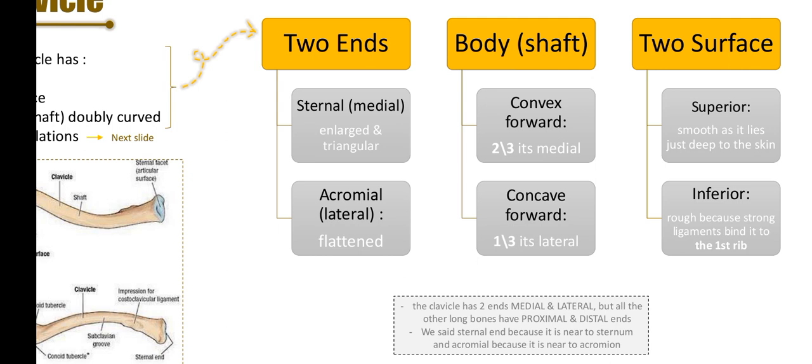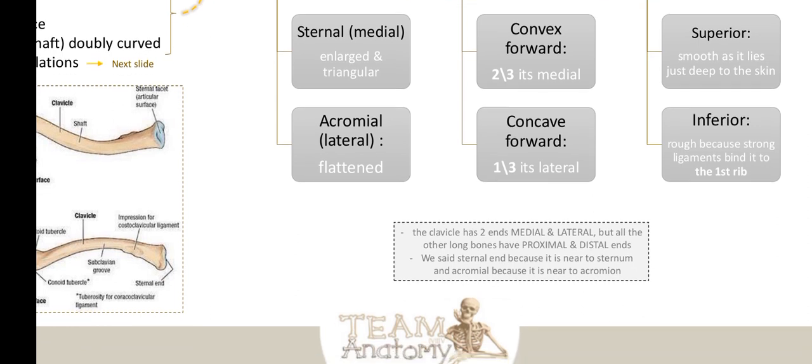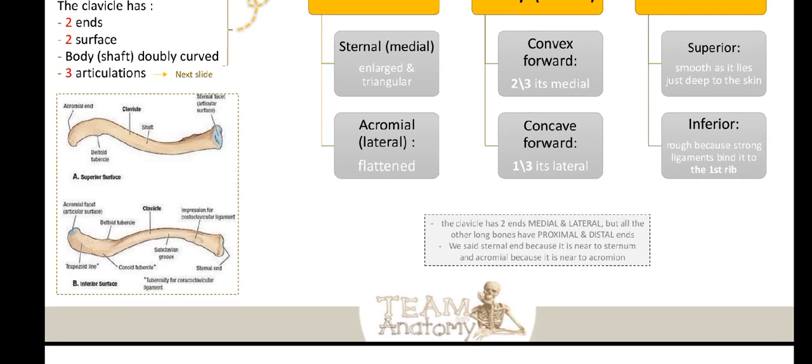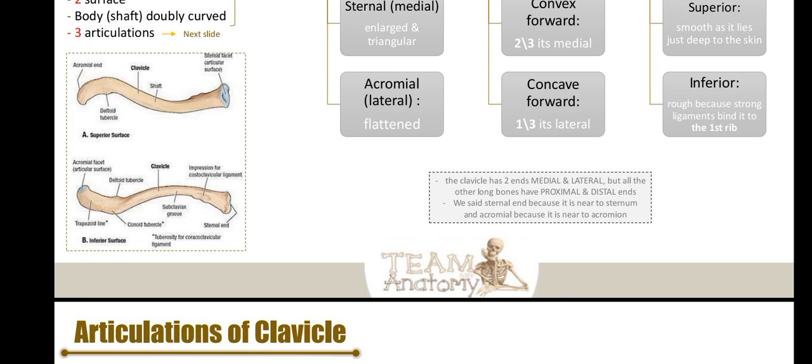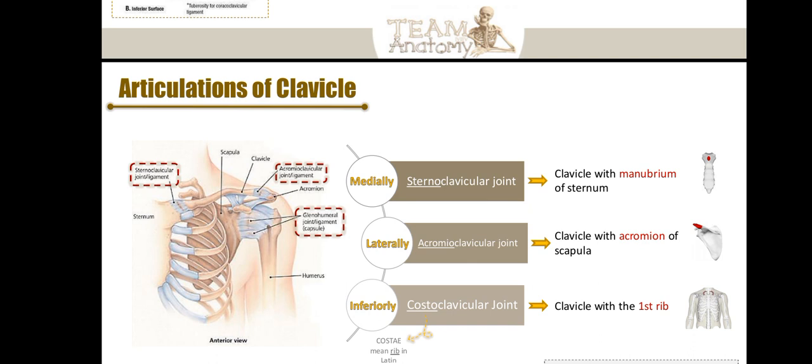The body is convex forward medially. The medial part is larger, that's why we say it is two thirds. Let me explain what they mean: the whole clavicle, you divide it into three, all right? So the two thirds part, the longer side, is the medial side. Okay, the two surfaces: the superior surface is smooth, like I told you, just beneath the skin. The inferior is rough, and it is not an attachment of muscle, no, it's an attachment of ligaments. This ligament binds it to the first rib, just some little support. The clavicle is basically just hanging.